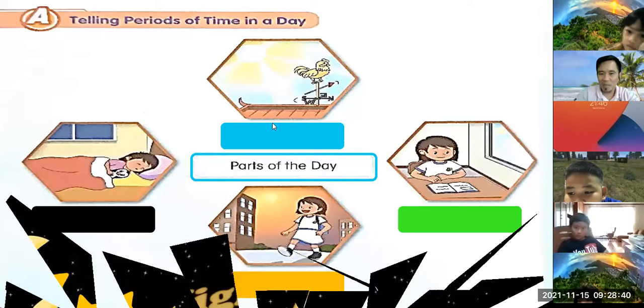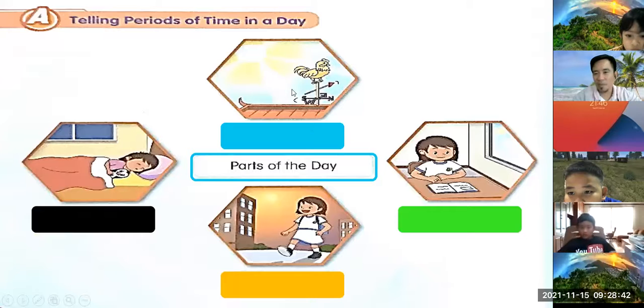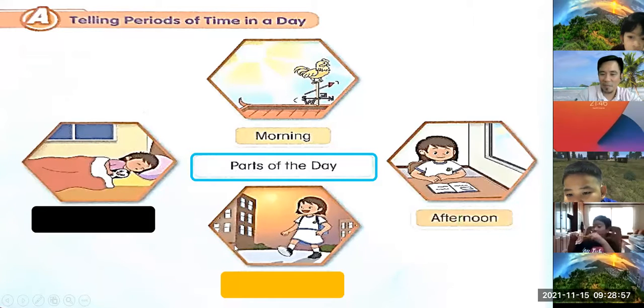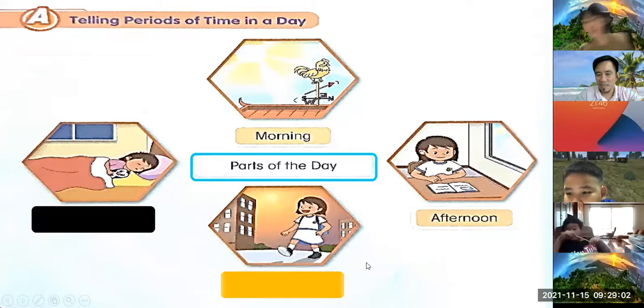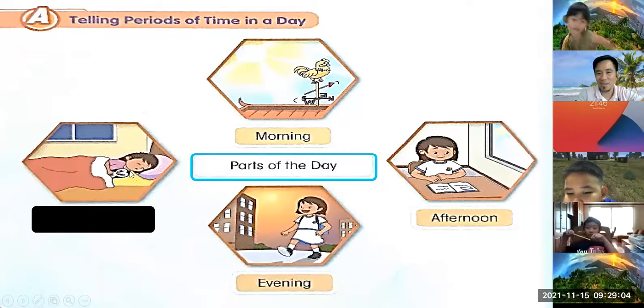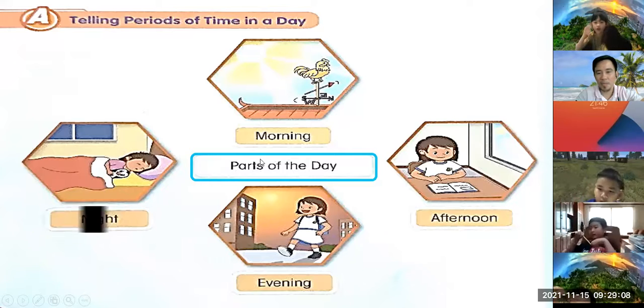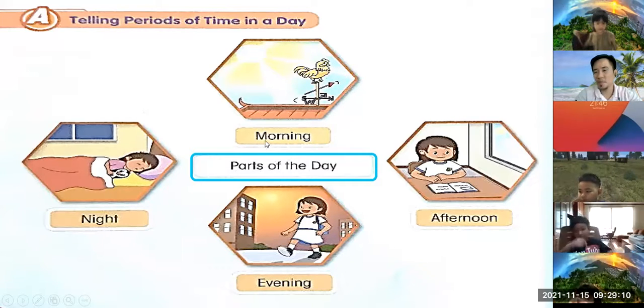Now again, what's the first part of the day? Some of you can hear the sound of the rooster. It's morning. And the second part is afternoon. And the third part, evening. And the last part, night. Nighttime. Everybody spell the word morning.